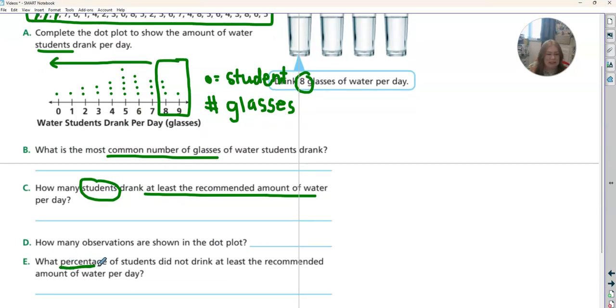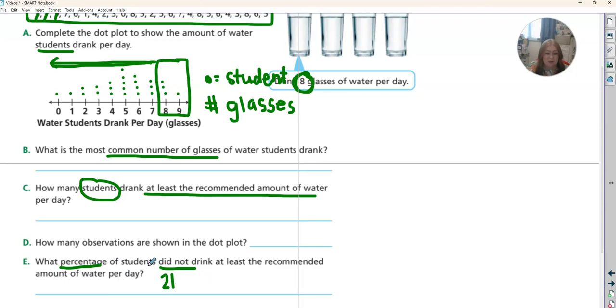Then it asks what percentage of students did not drink at least the recommended amount of water per day. So it tells us that you should drink 8 glasses of water. So these students drank the recommended amount of water. So these students did not. So we need to see how many students did not drink the recommended amount of water per day. So there we have 1, 2, 3, 4, 5, 6, 7, 8, 9, 10, 11, 12, 13, 14, 15, 16, 17, 18, 19, 20, 21 students did not.